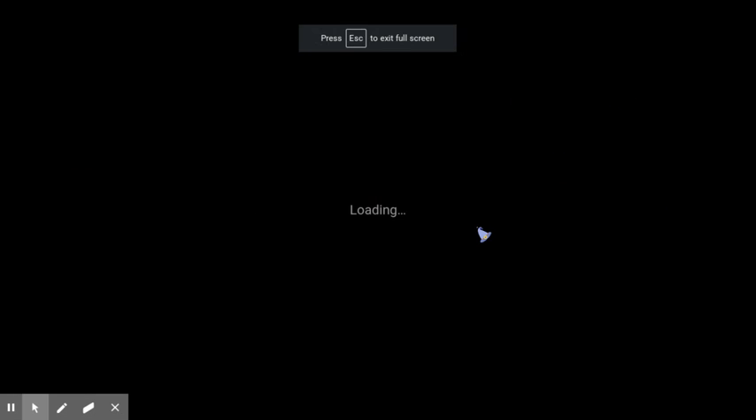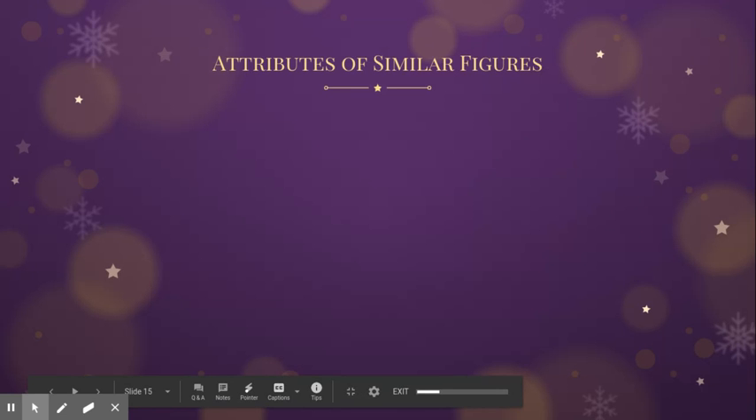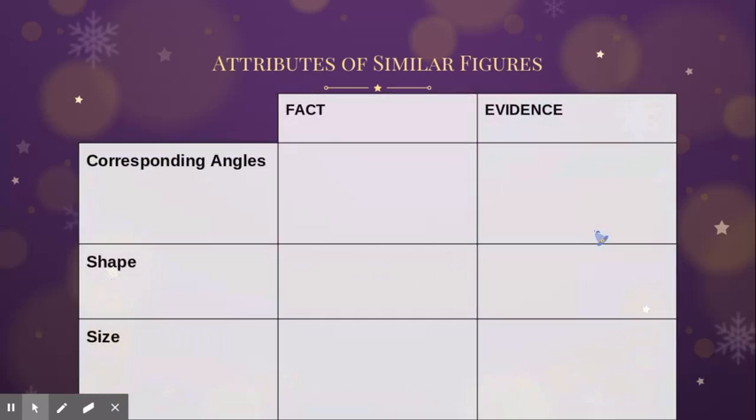Okay, guys, so today we are going to be talking about the attributes of similar figures. So there's not really math involved today. We're just going to talk about what is a similar figure and what are some of the things that they look like, okay? So my attributes of similar figures.